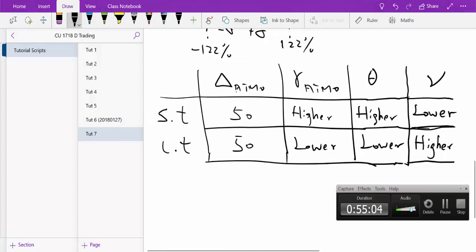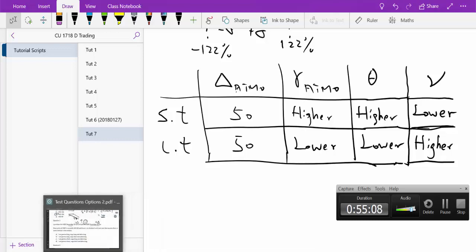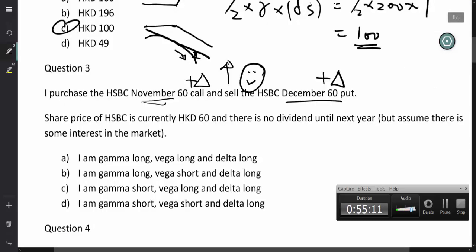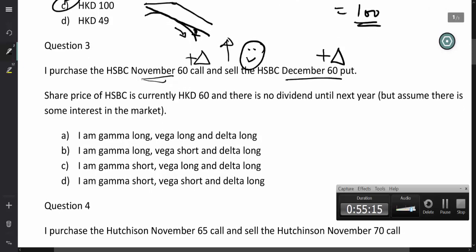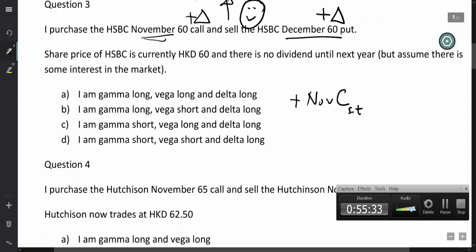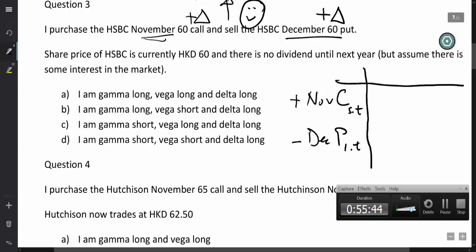Now, if you are equipped with this table, now you can go and you can tackle this question, because all you're doing is you are long a November call. So this is short term, and you are short a December put, which is longer term. Okay, now first let's look at the gamma. Now I already told you, when both of them are at the money, then the short term will have a higher gamma.